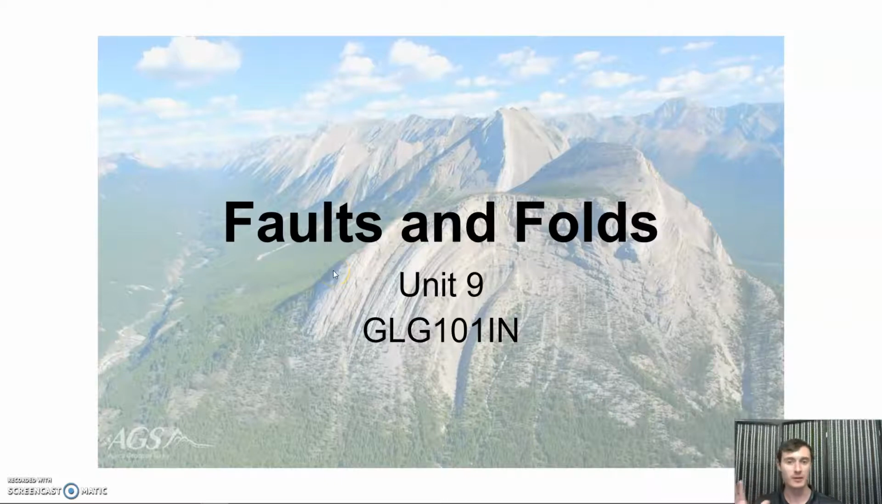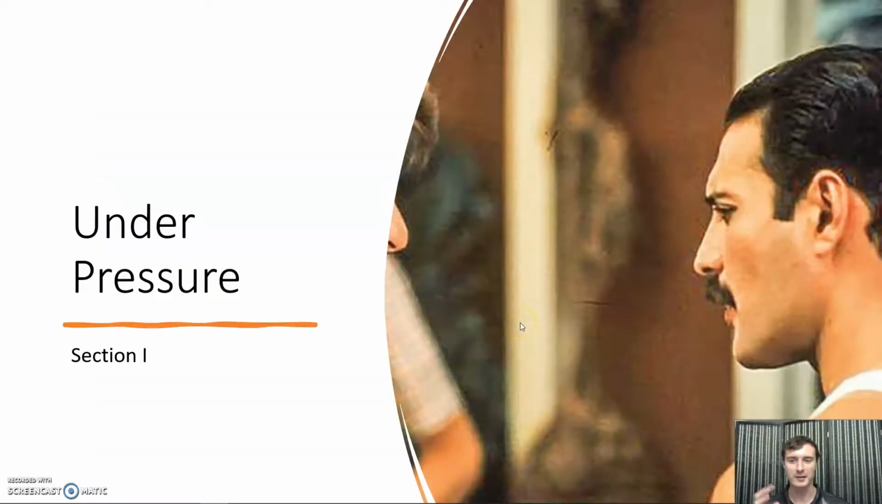In this unit we're going to cover faults and folds. Faults we've talked about before, a little bit about what they are, and here we're going to talk about why they happen, what makes them happen, and maybe a little bit about where they happen. We'll also talk about this thing you can see in the background, this thing called a fold. So let's get started.